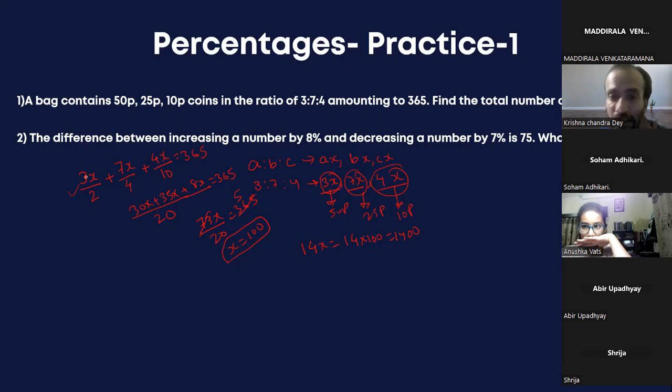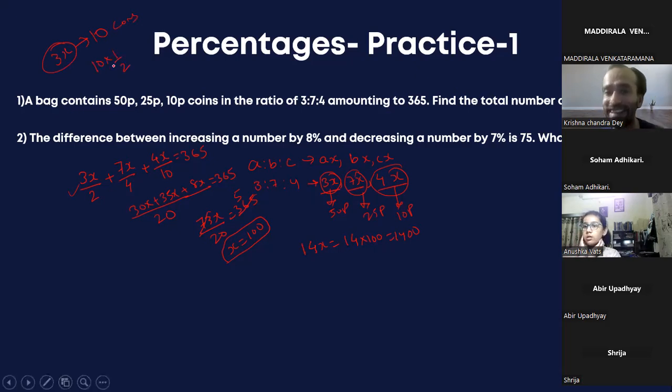Yes. See, what is the value if I have 3x 50 paisa coins? Assume that 3x is 10, 10 coins. Assume that there are 10 50 paisa coins. What would be the value in rupees? 10 into half, because 2 50 paisa coins you need to make 1 rupee, right? So you will multiply with half. Got it? Here, why you multiplied with half?